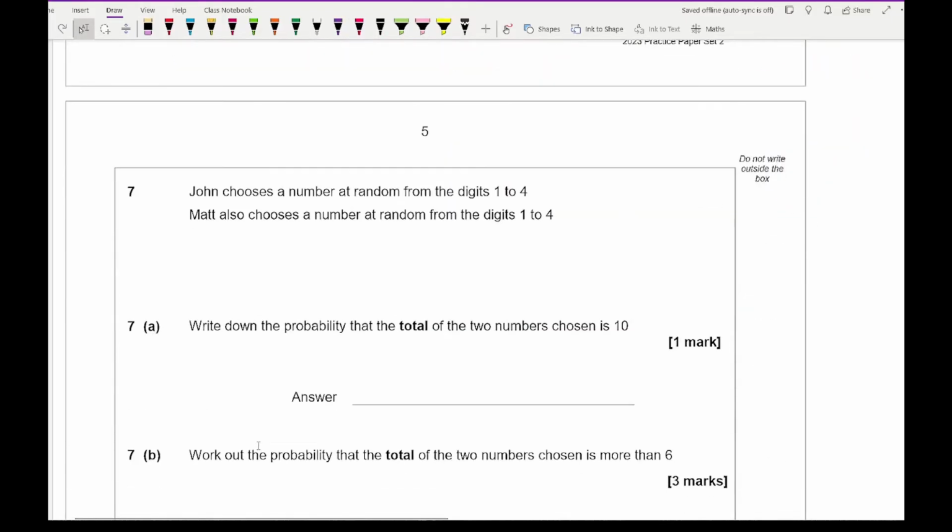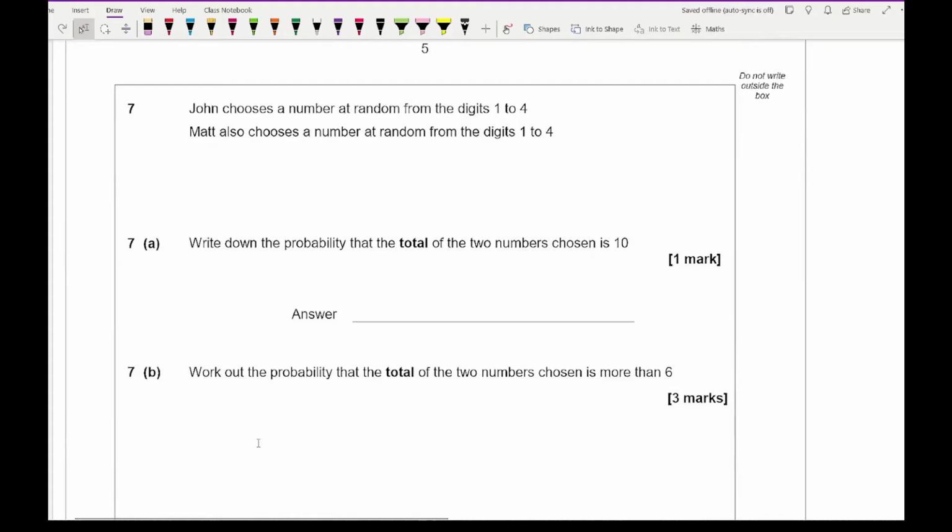Moving on to question 7, it says John chooses a number at random from the digits of 1 to 4. Matt also chooses a number at random from the digits of 1 to 4. Write down the probability that the total of the two numbers chosen is 10.